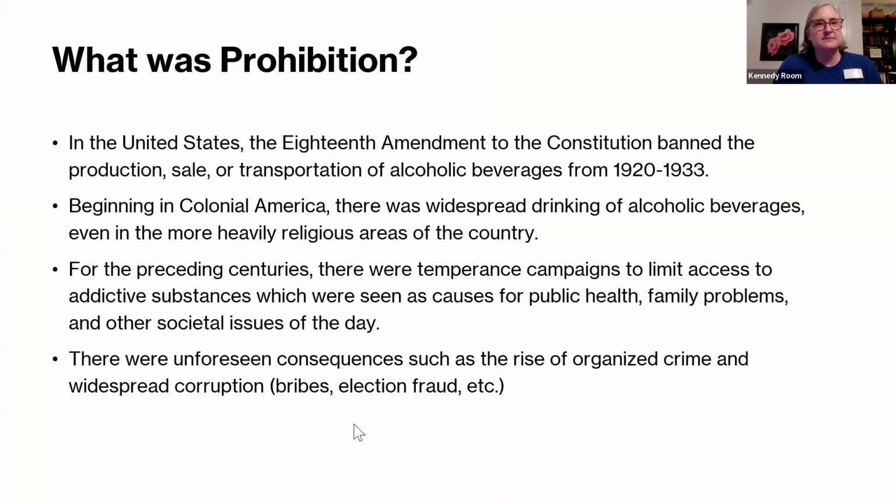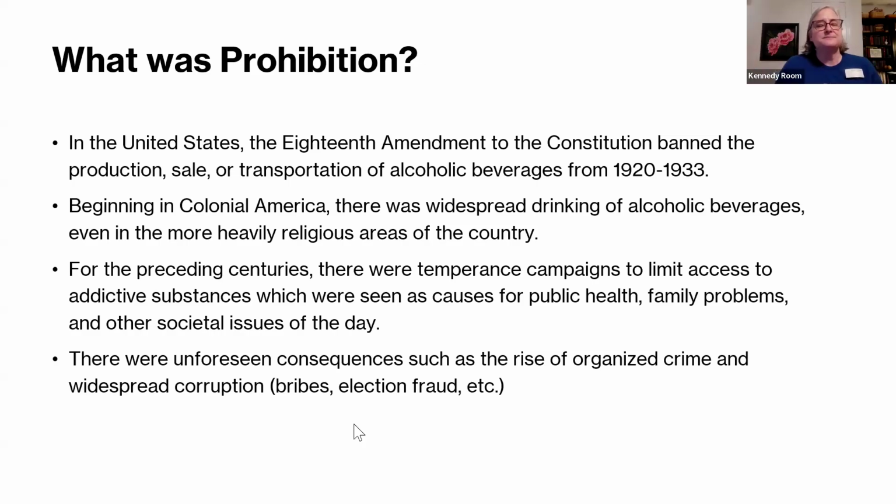And this was a movement in some other countries as well, but in the United States, the 18th Amendment to the Constitution banned the production, sale, or transportation of alcoholic beverages from 1920 to 1933. Why ban this? Well, beginning in colonial America, there was widespread drinking of alcoholic beverages, even in the more heavily religious areas of the country.